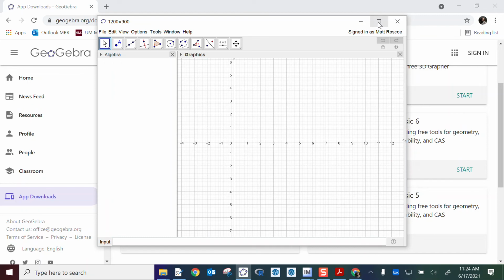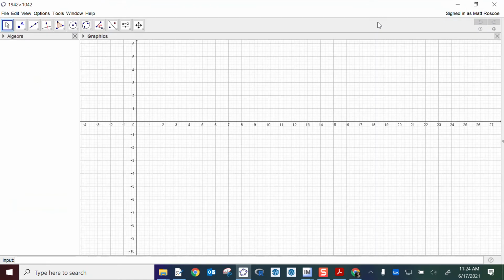So here it is. Yours might look a little bit different upon startup, but usually this is the general look of the software. Just to give you a sense of layout, you have an algebra pane and a graphics pane, and the graphics pane, of course, looks like the coordinate plane. Usually it's set up to look like that.